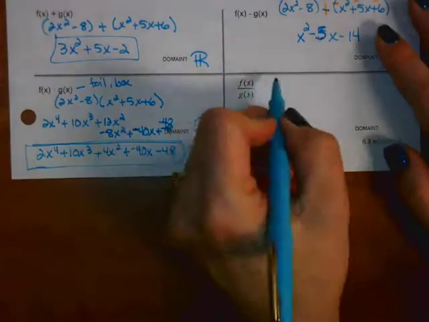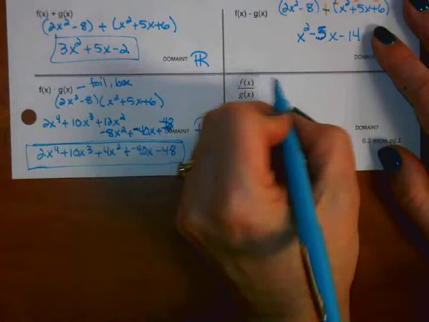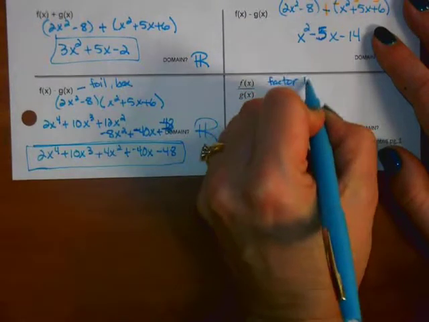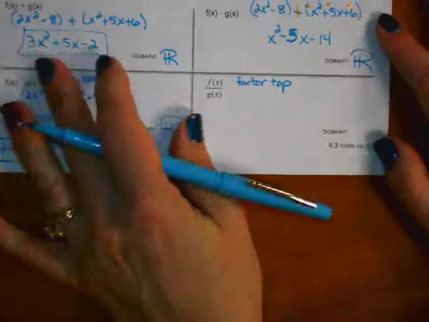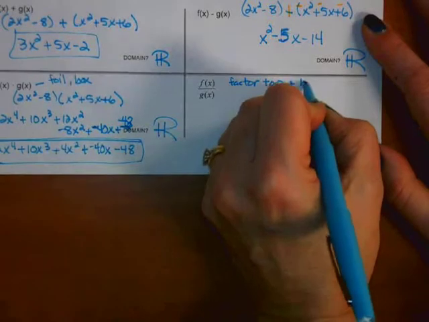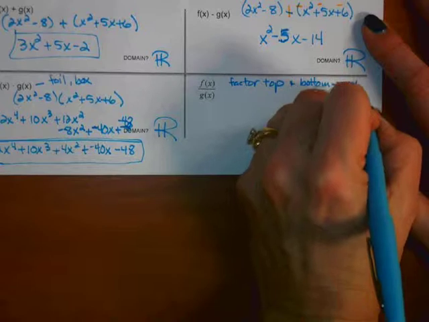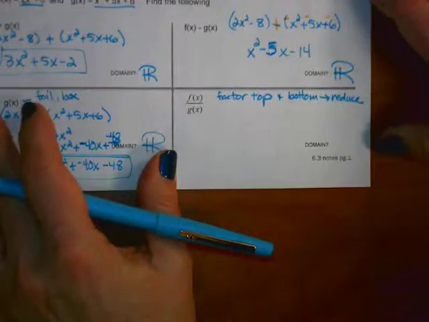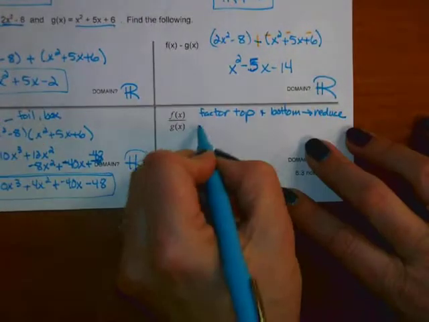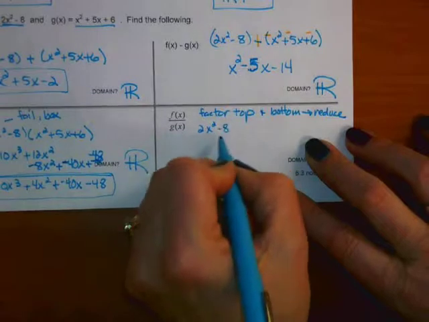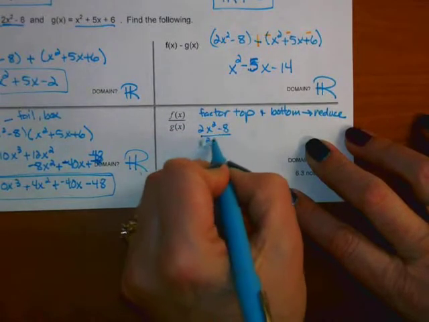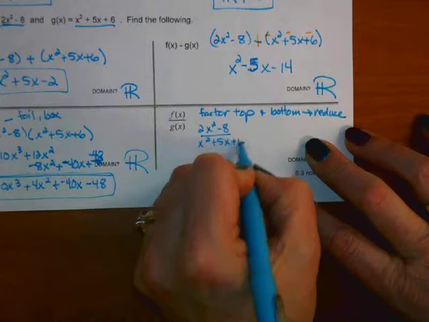Here, you're going to divide. So you have to factor the top and the bottom. I'll show you what I mean. And then check to see if you can reduce. So I have f of x, 2x squared minus 8 divided by x squared plus 5x plus 6.